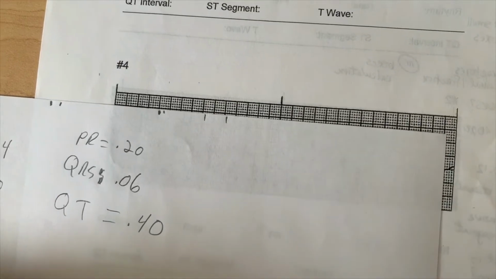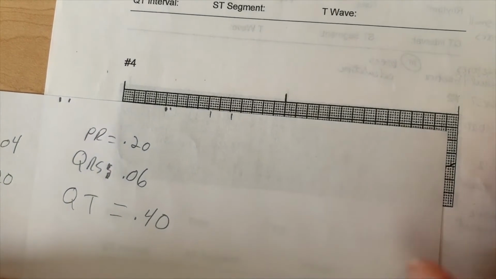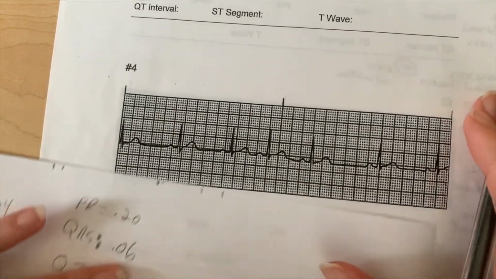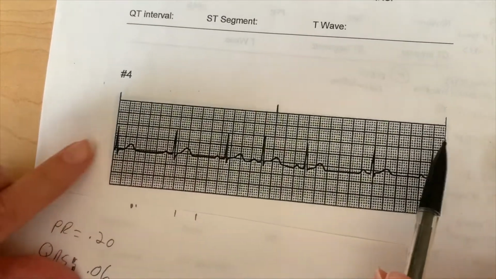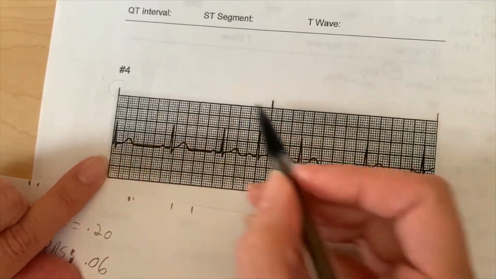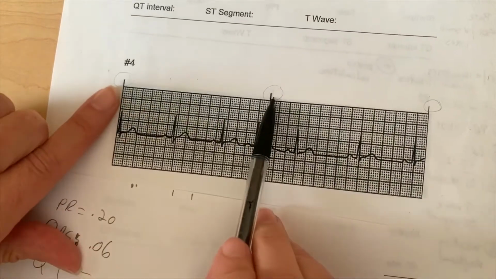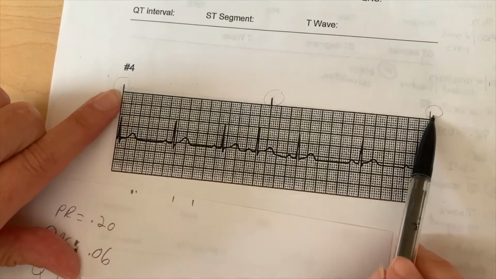So we've got our PR, we've got our QRS, we've got our QT. Now, one of the other things that we mentioned we would be interested in is the rate. In order to figure out a rate off of a strip like this, you need 6 seconds. These hashes at the top are meant to denote 3 seconds. So there's 3 seconds and there's 6 seconds.